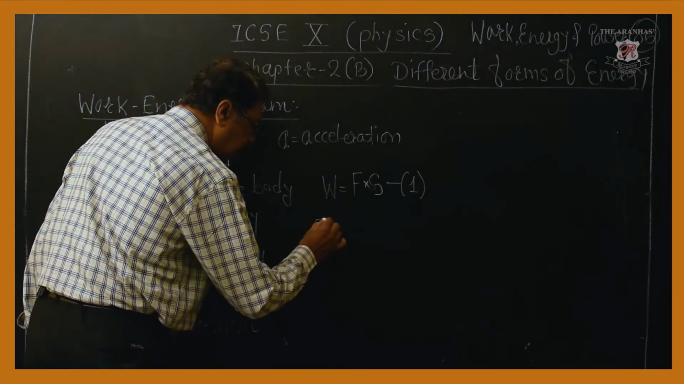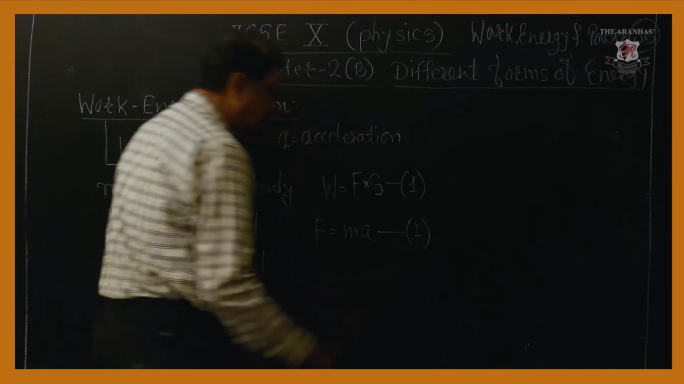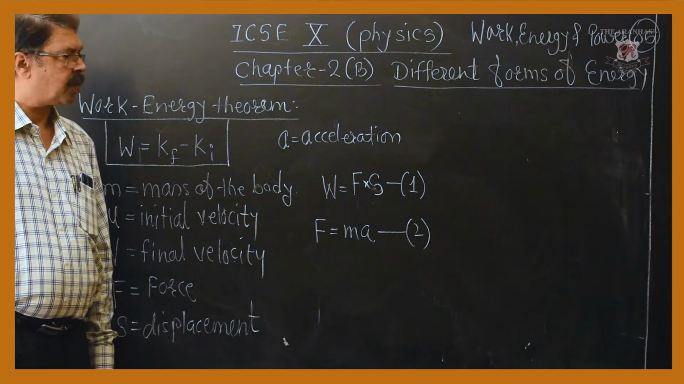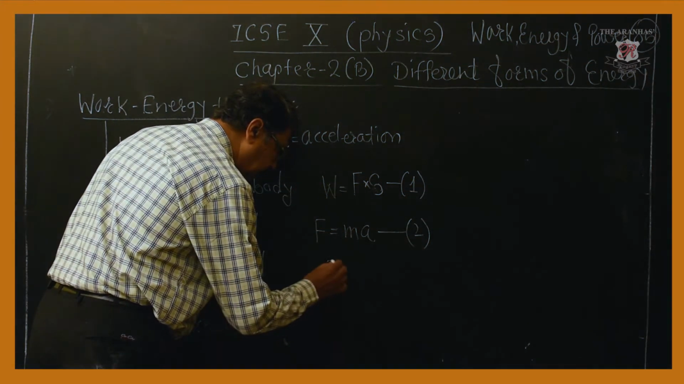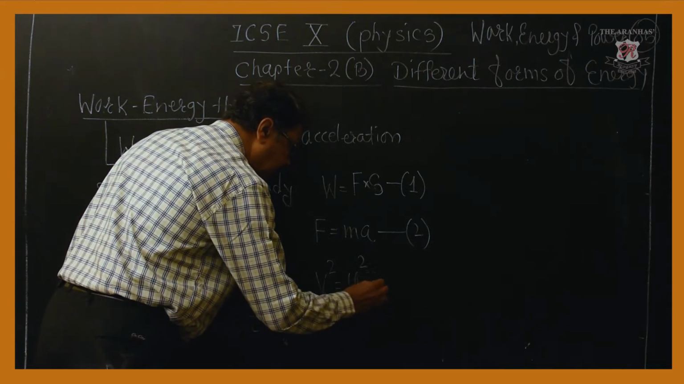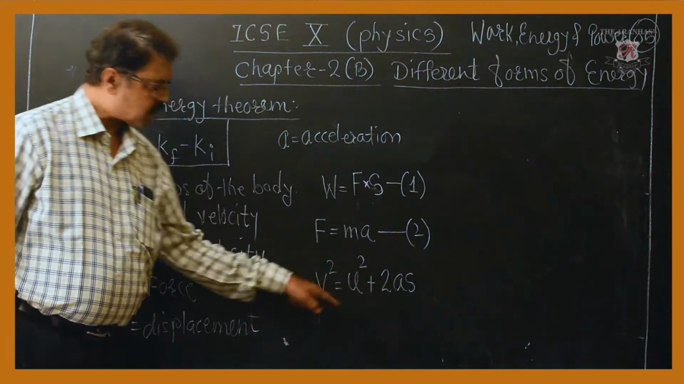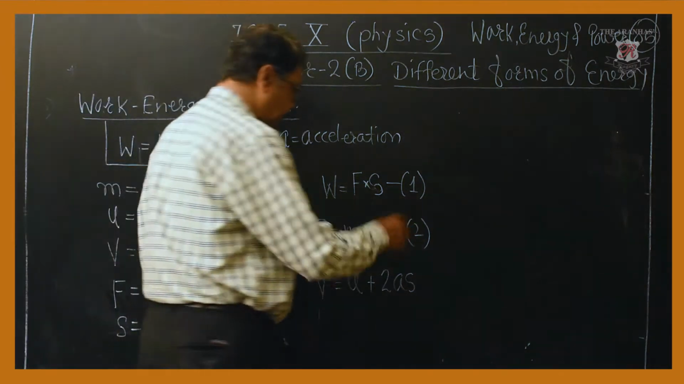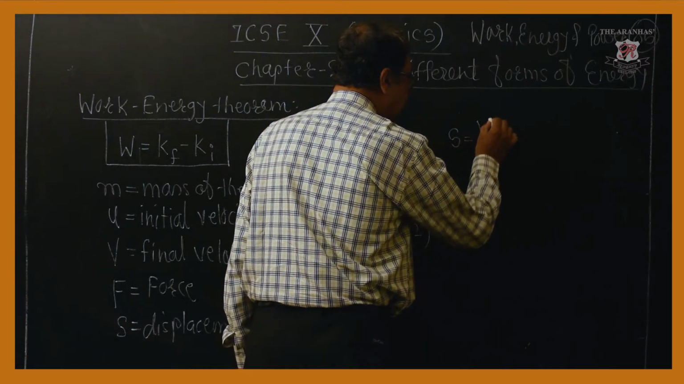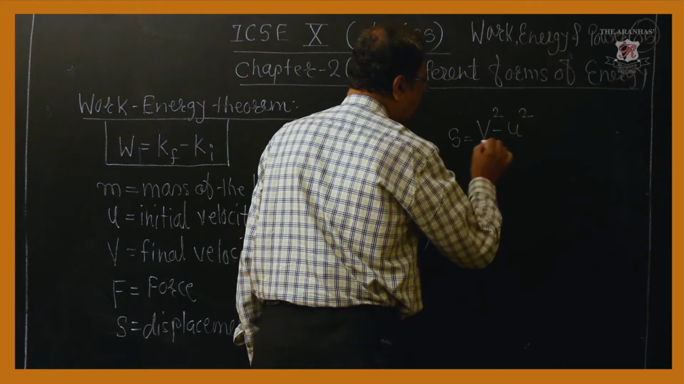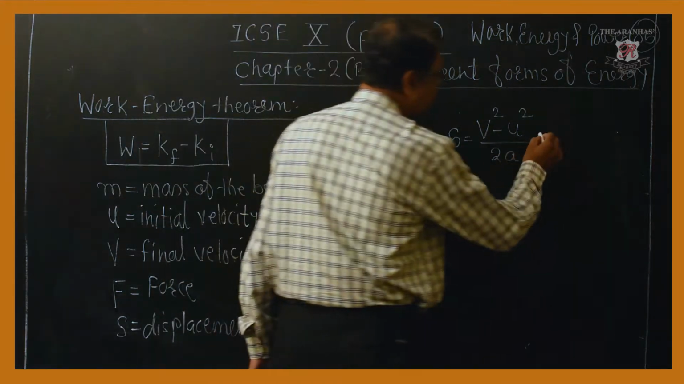The second equation is F equal to ma. All of you know this. Force equal to mass into acceleration. Now consider the third kinematic equation. v square equal to u square plus 2as. I am going to find the value of s from this as we did for kinetic energy. So the same equation can be written as s equal to (v square minus u square) upon 2a. Just check. This is my equation number 3.